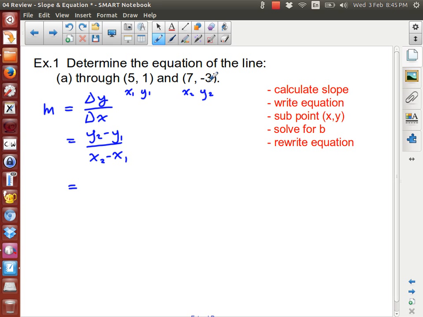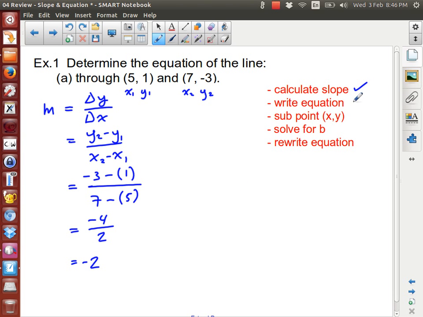So I've chosen y2 to be -3 minus, and when you put in your y1 here, it's probably a good idea to use brackets just in case it's a negative number. No harm this time because it's positive. x2 is equal to 7 minus x1 is equal to 5. So I end up with -3 minus +1, which is just -3 minus 1 is -4. 7 minus 5 is equal to 2. And -4 divided by 2 is equal to -2.